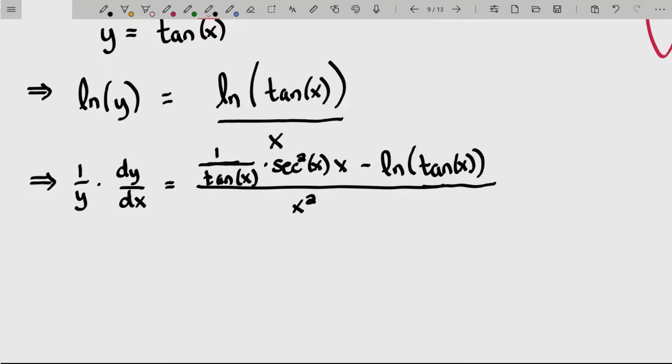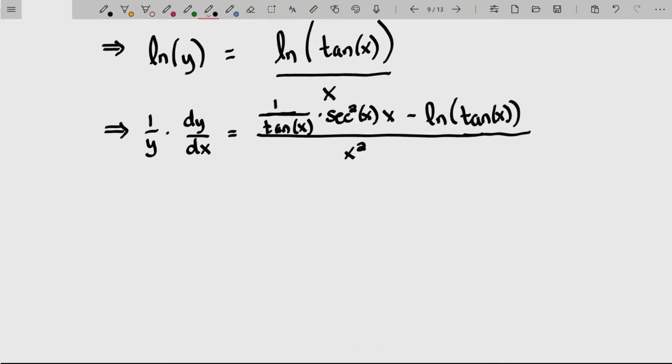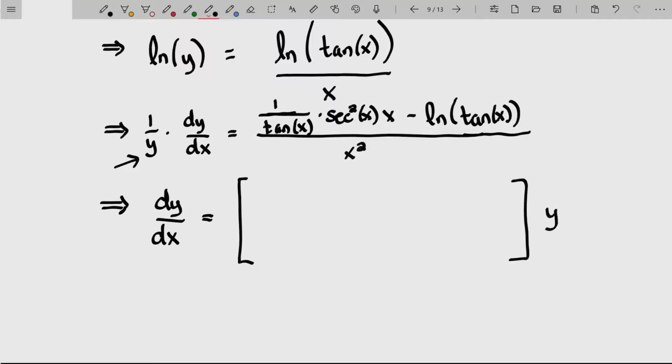And pretty much we're done. Not really. You have two extra moves to do here. Multiply both sides by this y to isolate dy dx. So I will put this in a big old bracket and I'll throw a y right there.